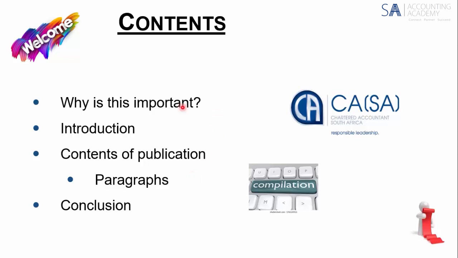Why is this important? We always start with why do we need to know about this? Why is this an issue for us? I'm going to do a quick introduction, and then we're going to look at the contents of the publication. We're going to look at the actual paragraphs that are included in there, and then come to a conclusion and a summary at the end of the day. Right, but we are worried about it being a compilation, and definitely only relating at this stage to CAs or members of SAICA, as well as those that have compiled the financial statements.